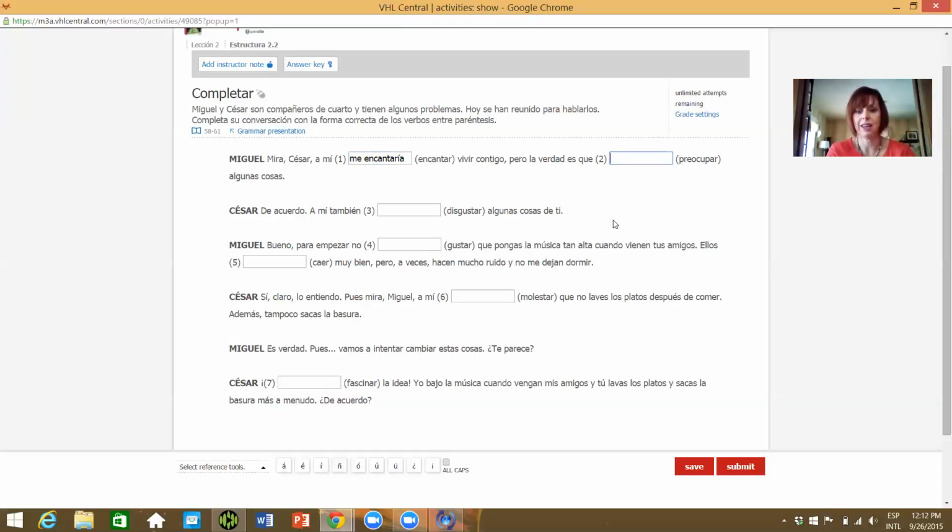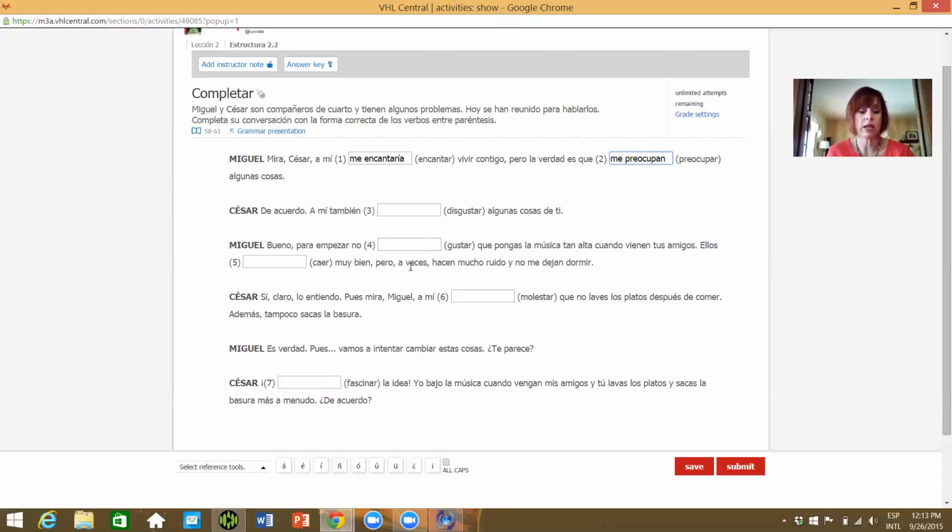So hopefully you said me preocupan, and that it's preocupan because we have algunas cosas. So as you're going through these activities, make sure that you're not just trying to plug in a verb without looking at the context. Otherwise, it doesn't make sense. You need to pay attention to what's going on around it.